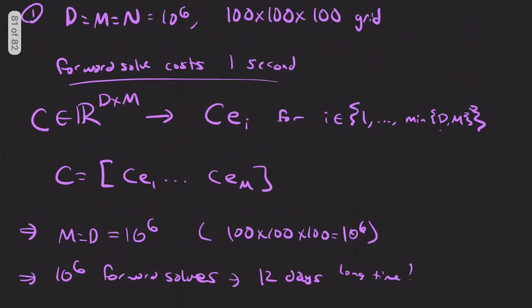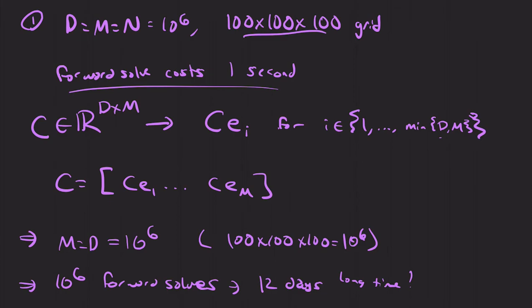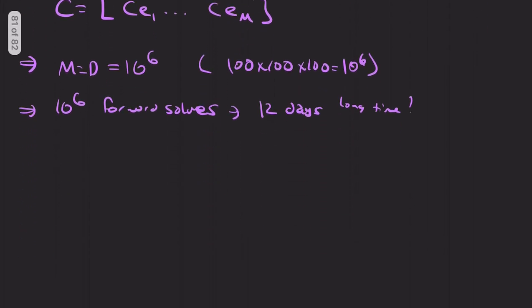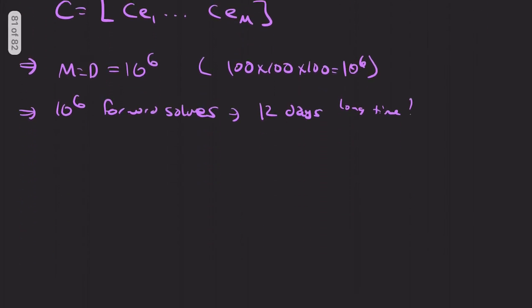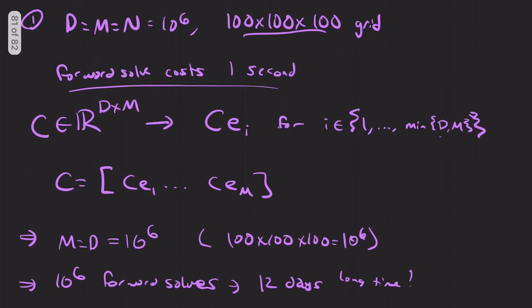But it's not totally unreasonable. A 100 by 100 by 100 grid is something you can solve on a laptop. So really, that's not a very large system. If we just scale this up to 10 to the 8th, that becomes 1200 days, which is 3+ years. And that's assuming that we have a pretty fast forward solve. So we really can't go through this process of forming C.